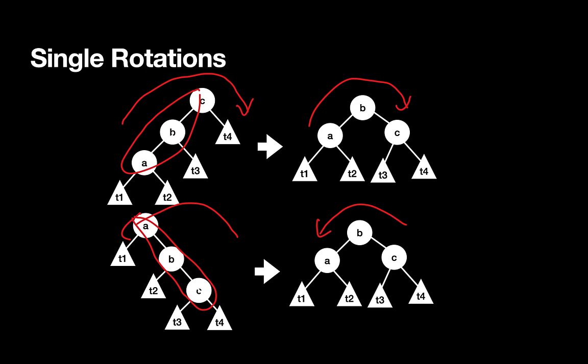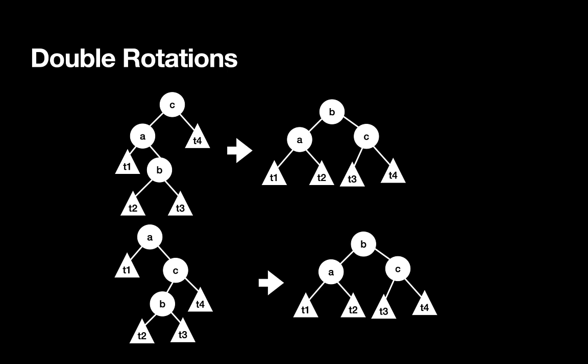Okay, the right-left and left-right sorts of operations are referred to as double rotations. You can think of our nodes A and B as being rotated to the left and then consequently rotated to the right. Or in the case of the right-left, you can think of B and C as being rotated to the right, and then the resulting subtree being rotated to the left.